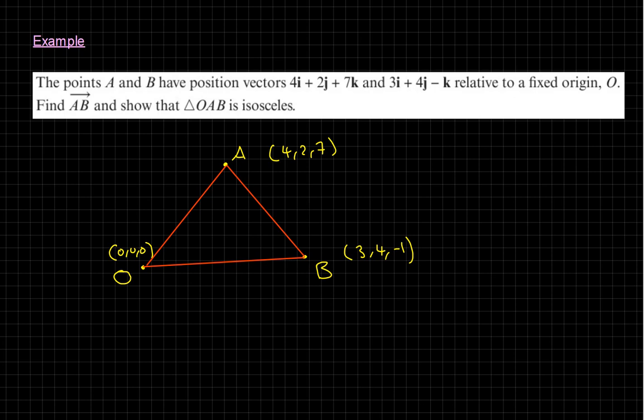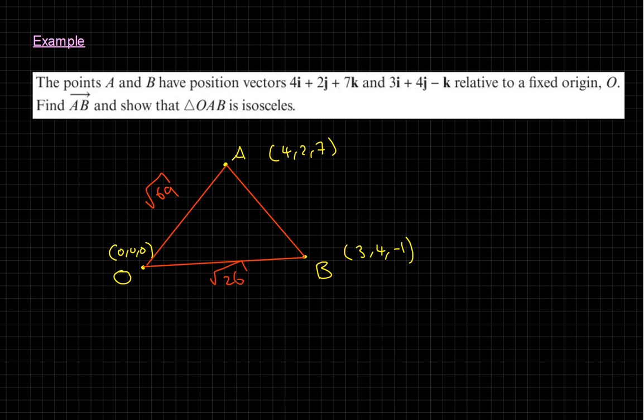Let's do the 2 other sides first, though, they'll be a bit easier. So this first side, O to A, its length is going to be 4 squared plus 2 squared plus 7 squared, all square rooted. Let's do that on the calculator. And what do I get? I get square root of 69. And this lower length here, OB, that's 3 squared plus 4 squared plus -1 squared, square rooted. What's that? The square root of 26.